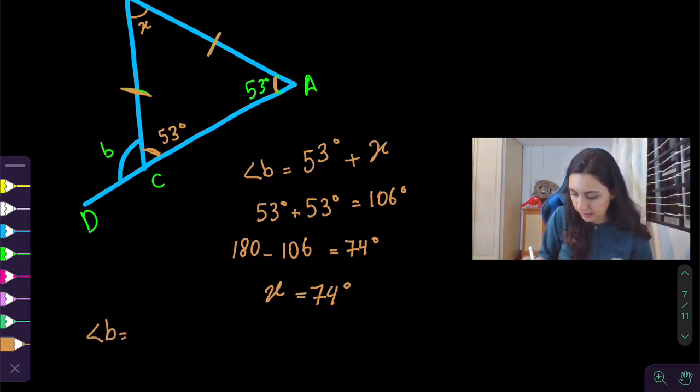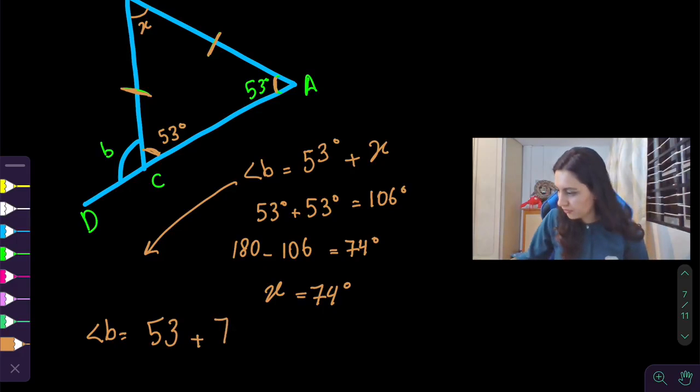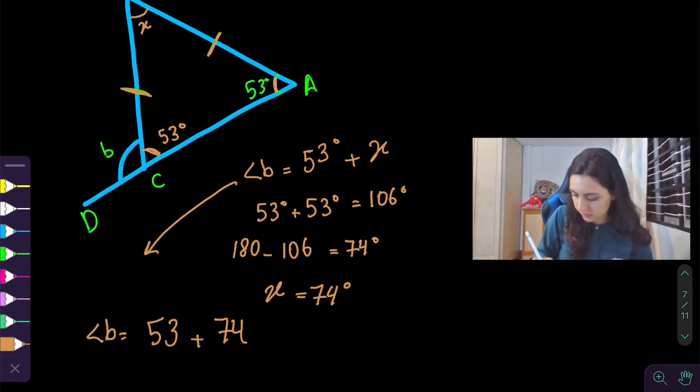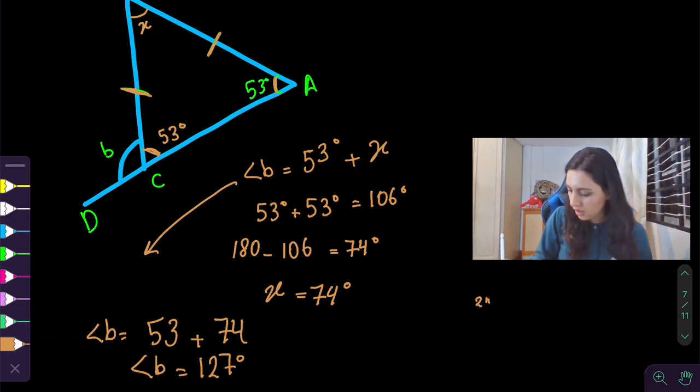Either we say 53 plus 74, which is 127. That's one way. The second way, we can also say DCA is a line segment.